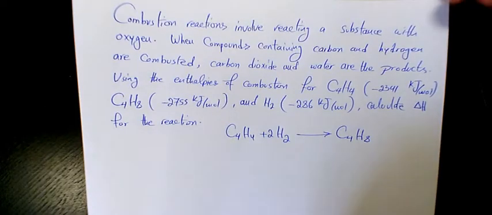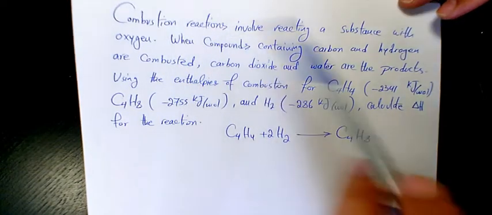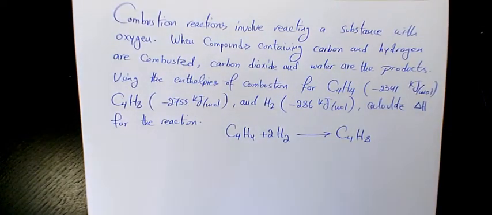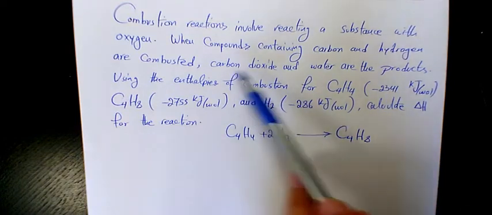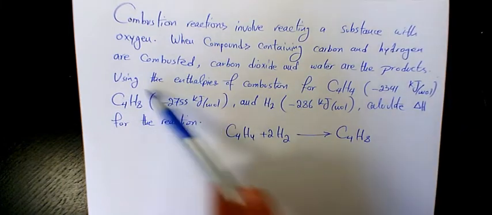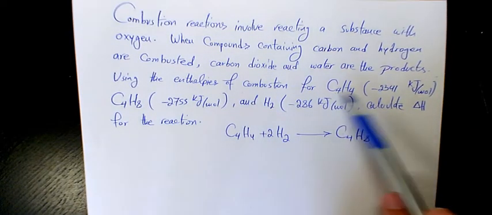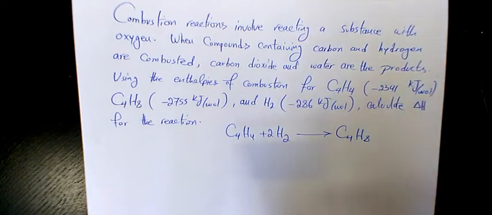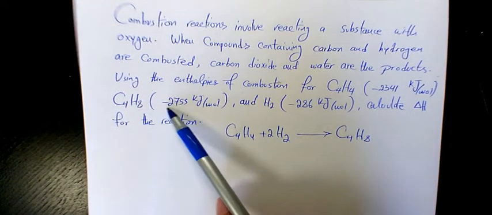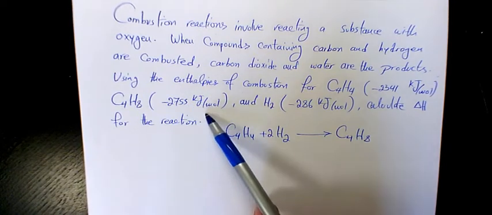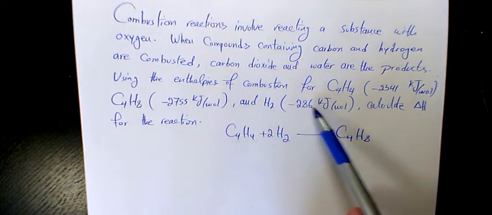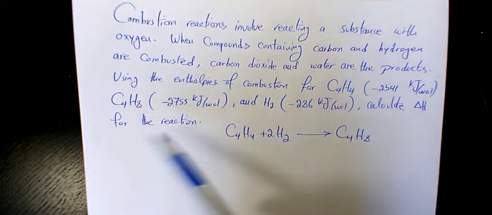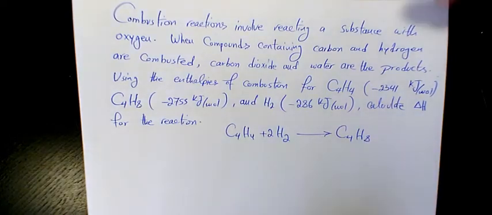Next example, we have combustion reactions involve reacting a substance with oxygen. When compounds containing carbon and hydrogen are combusted, carbon dioxide and water are the products. Using the enthalpies of combustion for C4H4, which is negative 2341 kilojoule per mole, C4H8 negative 2755 kilojoule per mole, and H2 is negative 286 kilojoule per mole, calculate delta H for the following reaction.